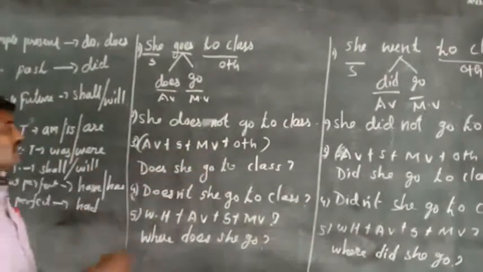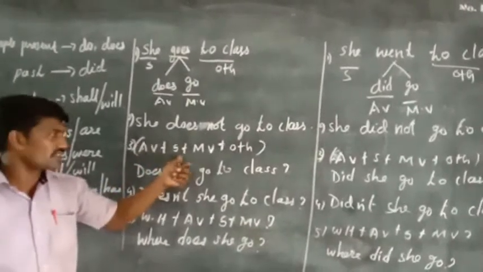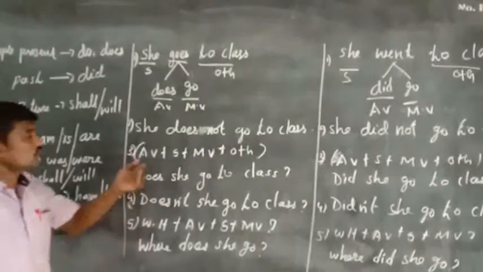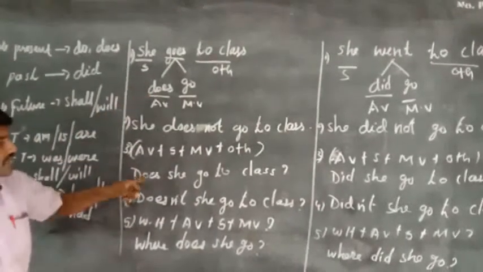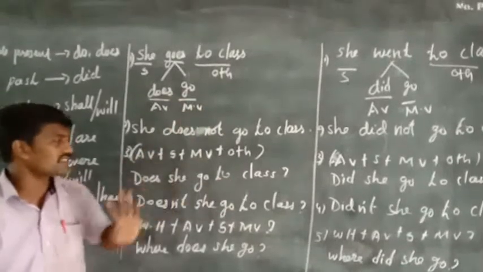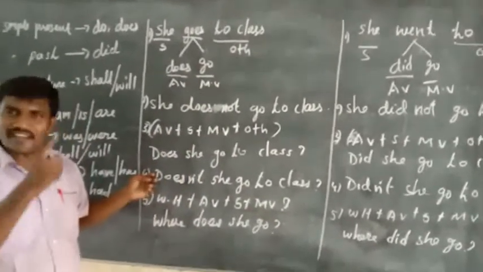One more time. The first is the auxiliary verb, the second is the subject, the third is the main verb, then others. Okay. So does is the auxiliary, she is the subject, go is the main verb, to class is the others. Does she go to class? Yeah, you can say yes. There is an answer for that.